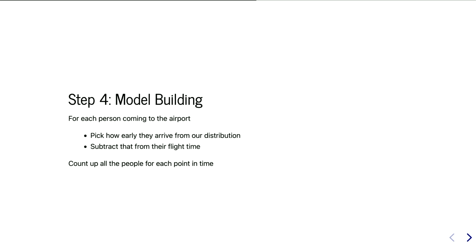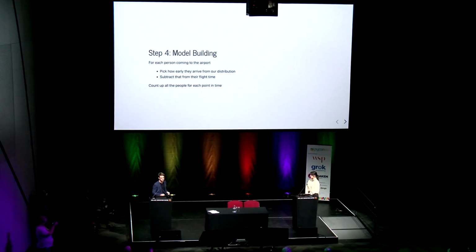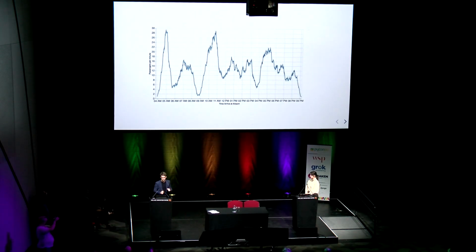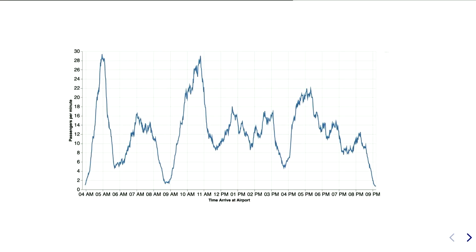So to do this building a model, look for every person that's coming into the airport, pick how early from our distribution they're going to arrive for their flight, subtract that from their flight time, and then count up all the people, and it looks something like this. So something that will be quite noticeable is at about just before 4, there's a very big dip. That's going to be very useful for those of you that have flights close to then.